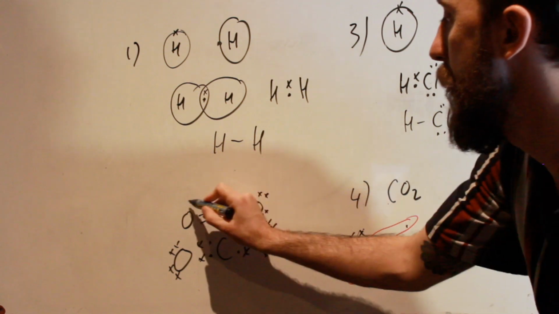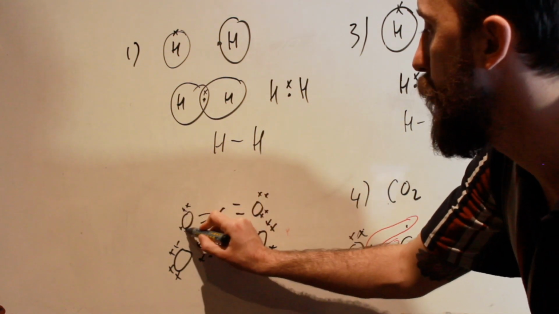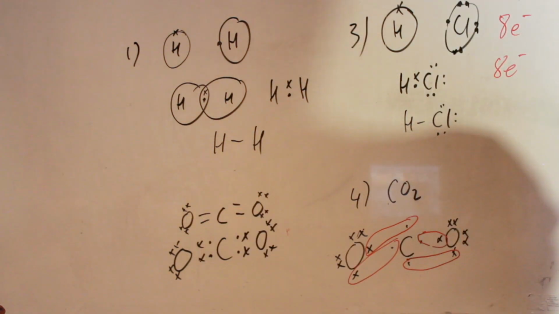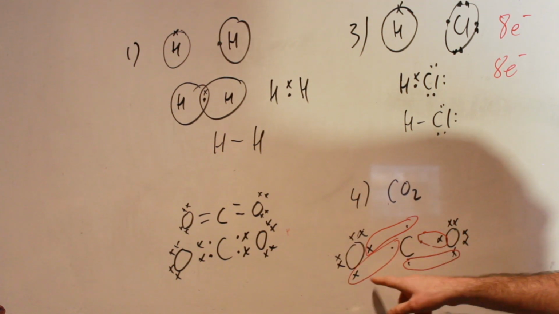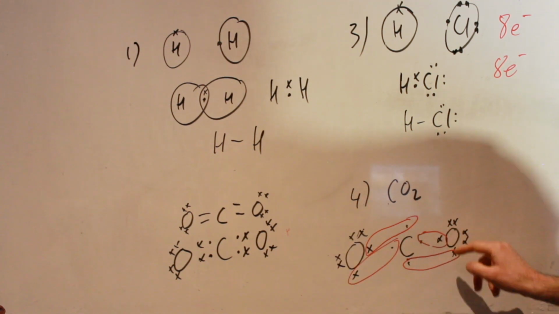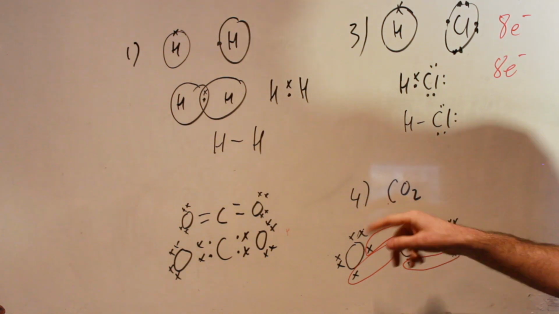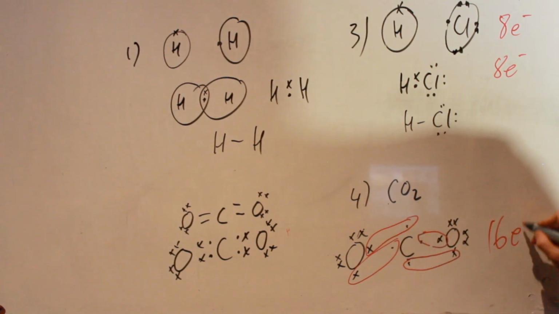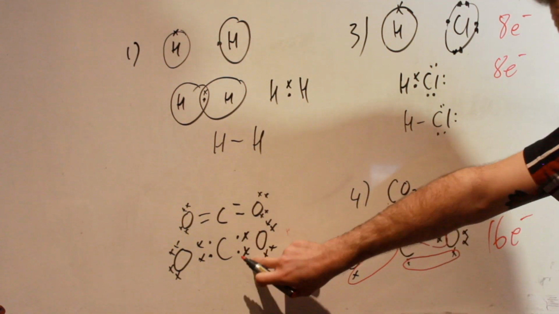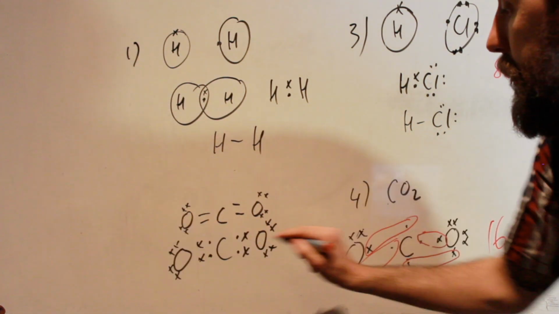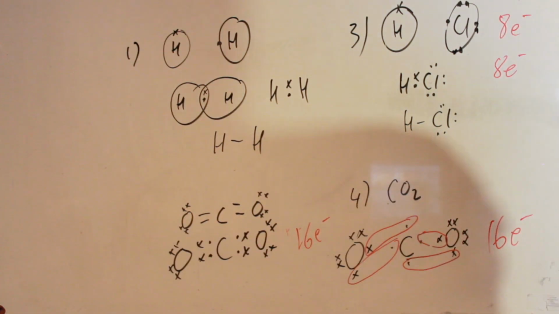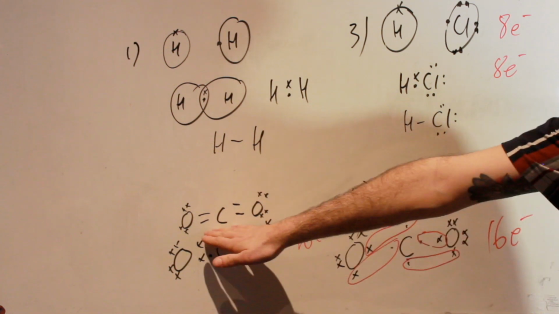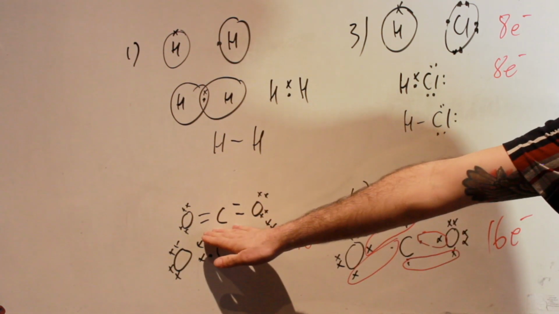Again, double check that the electrons are being accounted for. We've started off with 2, 4, 6, 8, 10, 12, 14, 16 electrons over here. In our molecule, we've got 2, 4, 6, 8, 10, 12, 14, 16 electrons over here. We haven't created or destroyed any electrons. That is our molecule CO2.